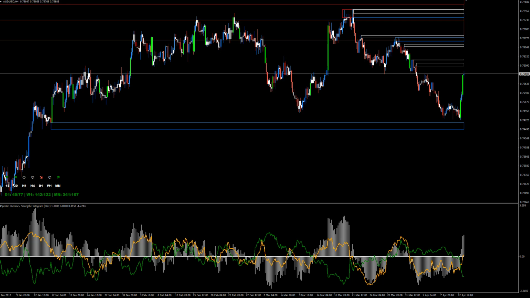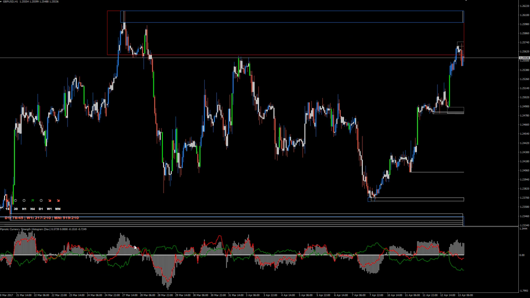The indicator is showing up at the bottom of the chart here. We have two lines. The top line, the orange line, is the Australian dollar, and the green line here is the American dollar. What we're actually seeing is an Australian dollar index and an American dollar index. If you go to a pound chart, we are seeing a British pound index and the American dollar index, and the same for all of the other currencies.